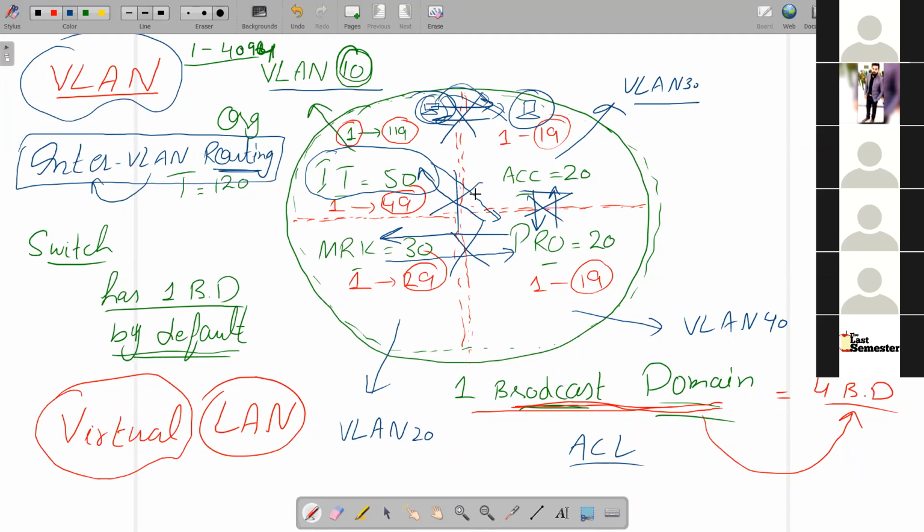We can do that, but we need to apply some policies, because by performing inter-VLAN routing, all the guys will be communicating with each other. But if you want to stop some guys from communicating and allow some of them, then you have to make policies like the ACLs. You got my point? Yes, sir. Thank you.